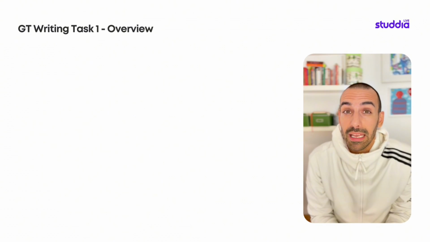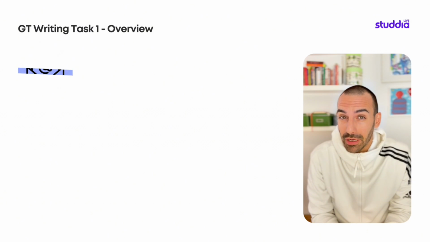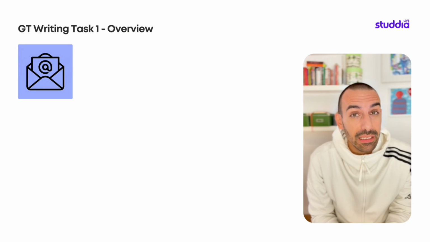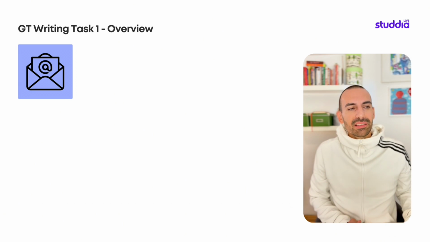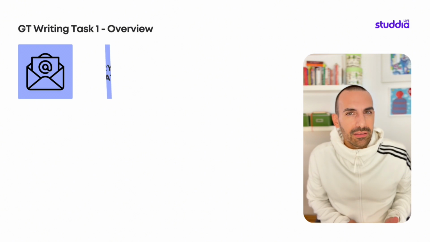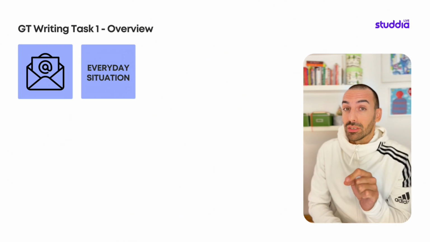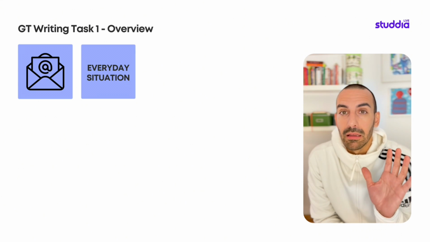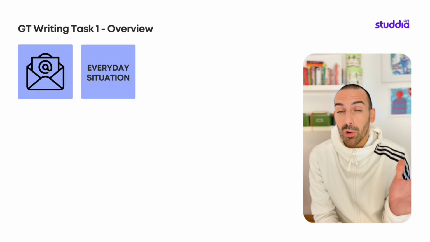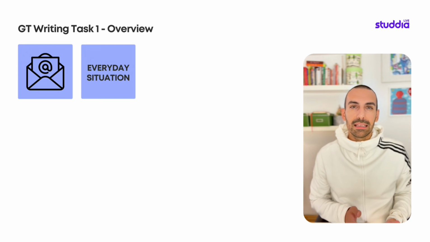IELTS General Training Writing Task 1 requires you to write a short letter or an email. Yes, people still write letters apparently. This task asks you to respond to an everyday situation. And the key phrase here is everyday situation. So it's not academic, it's everyday. It's about general real life topics. You're also given three specific bullet points that you must address in your response.